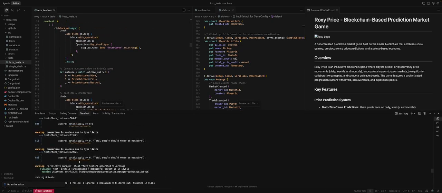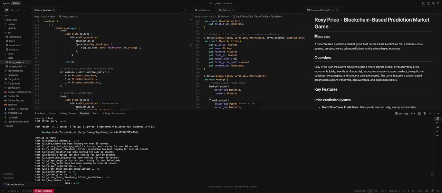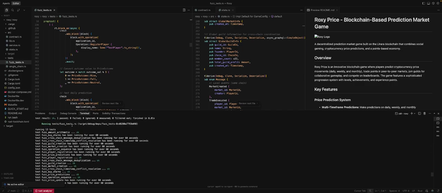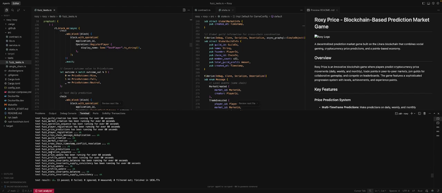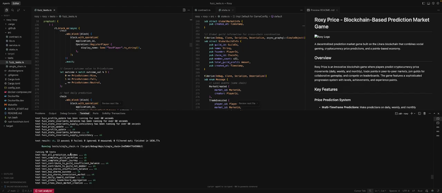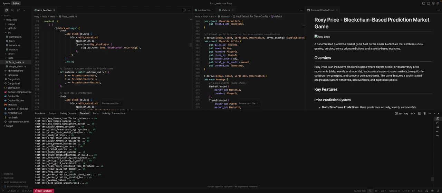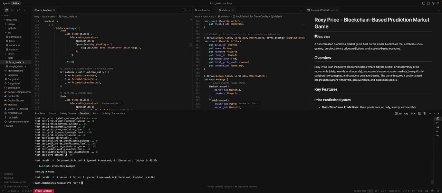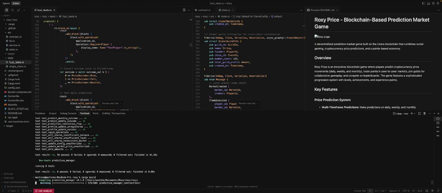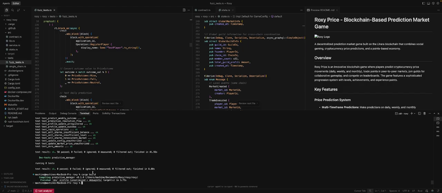All the tests here have passed. You can see the fuzz testing, basically fuzz underscore test rs, where we have 13 tests and everything has passed. You can see all the test cases have passed. We have integration tests, and you can see there are 50 test cases here and everything has passed. Let's just do a quick build, cargo build. Yeah, everything is okay. Cargo build is okay and the tests are okay.